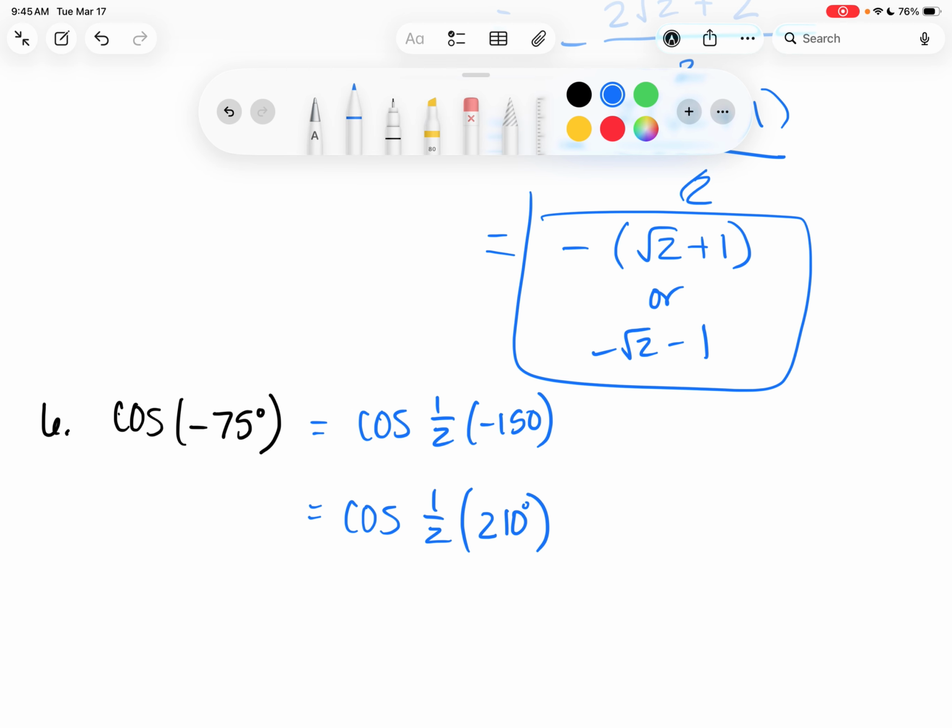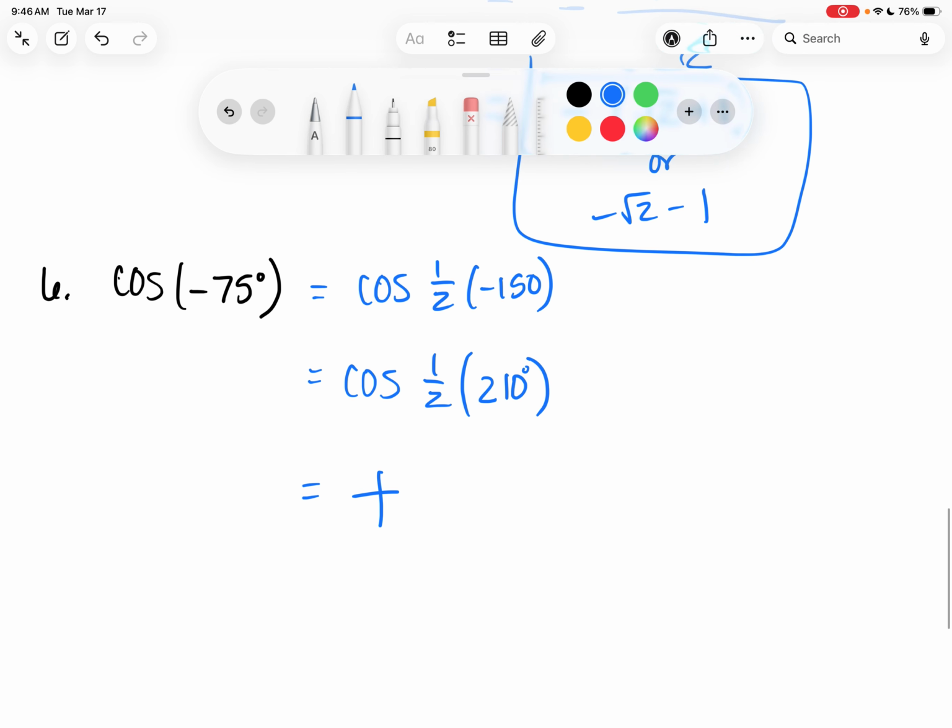Is cosine positive or negative at negative 75 degrees? We have to go back to the original thing or you're going to end up getting it wrong. Positive, because that would be on the right. If it's negative, it would be down here at the bottom. So it's going to be positive. What I like to do when I'm writing this is write a giant plus sign so I know I've checked that. So then I have the square root of 1 plus the cosine of 210 over 2.